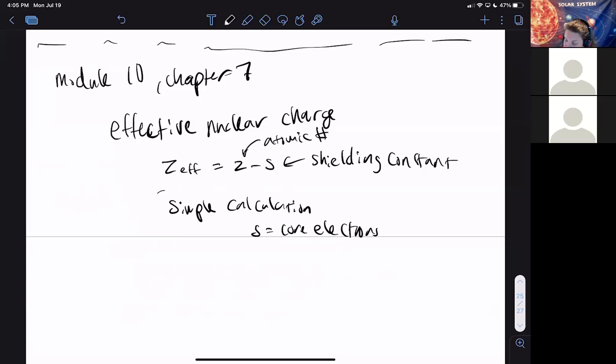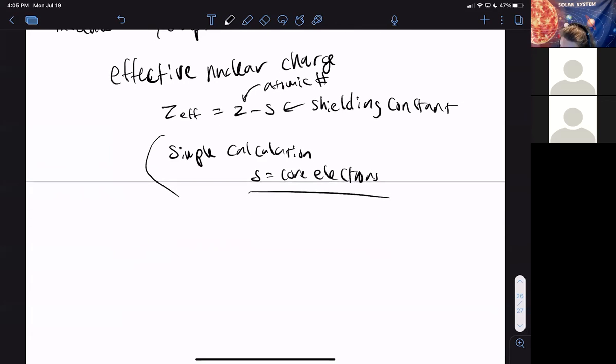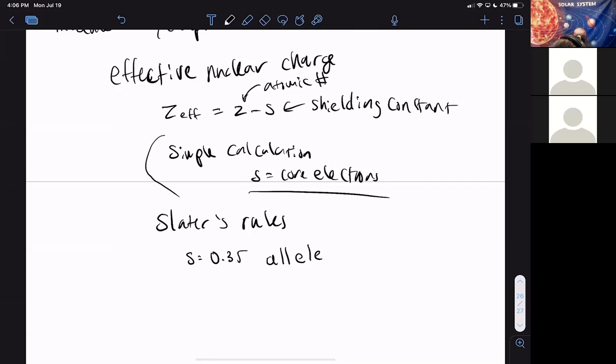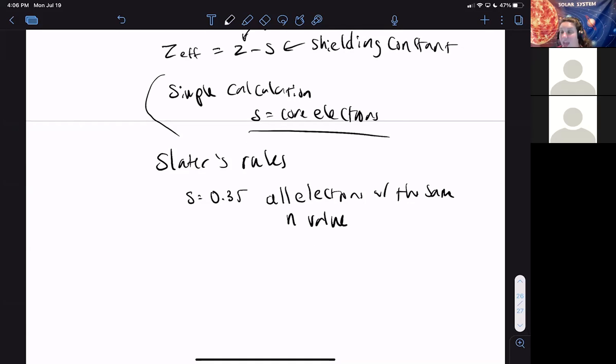Okay, so in a simple calculation of effective nuclear charge, our S is just our core electrons. If we're talking about Slater's rules, our S is equivalent to different values based on where the electrons are. Our S is equal to 0.35 for all electrons with the same N value. This applies to whatever electron we are observing, and never count the electron we're observing.